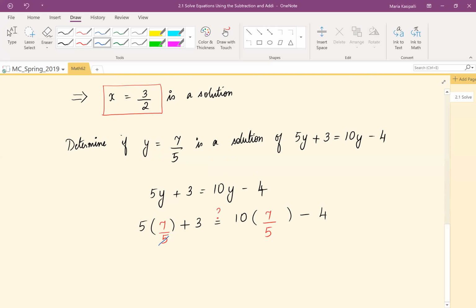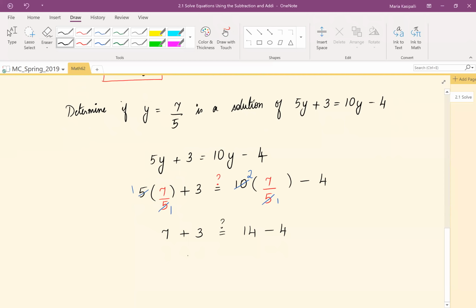Wherever possible, simplify it. Here we are able to cross cancel it. 5 times 1 is 5. On the right hand side, you have a 10, so you get out a 2 from it. So simplify this by multiplying out what's remaining. So that's going to be a 7 plus 3 equals question mark. 2 times 7 is 14 minus 4. Go further, 7 plus 3 is 10 equals 14 minus 4 is 10. It is a true statement because 10 can only equal 10.